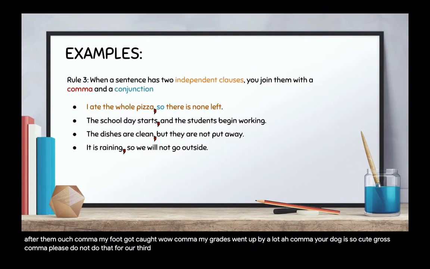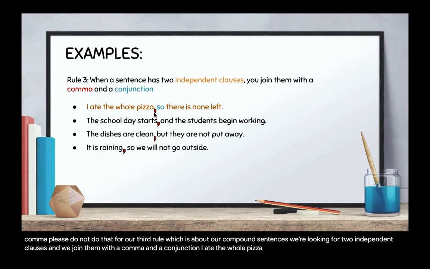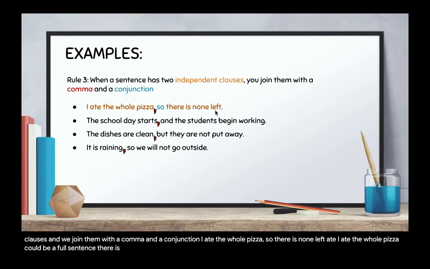For our third rule, which is about our compound sentences, we're looking for two independent clauses, and we join them with a comma and a conjunction. I ate the whole pizza, so there is none left. I ate the whole pizza could be a full sentence. There is none left could be a full sentence. So we've got a comma and a conjunction.